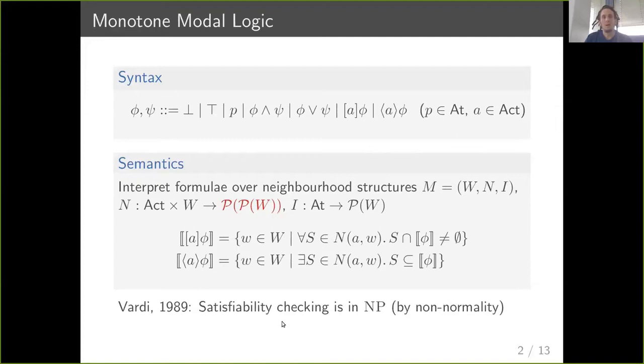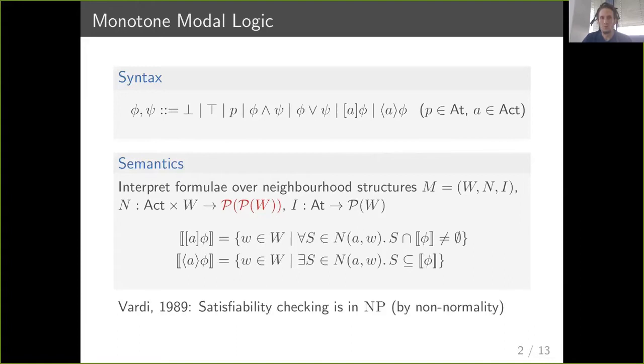And then Vardi has already shown in 1989 that satisfiability checking for this logic is in NP, actually NP complete. And essentially, this is due to non-normality of this logic, or of the modal operators. They do not allow us to combine knowledge over the modal operators.